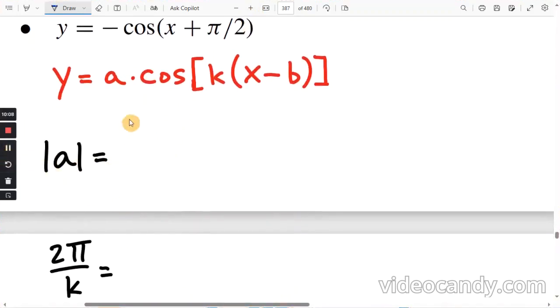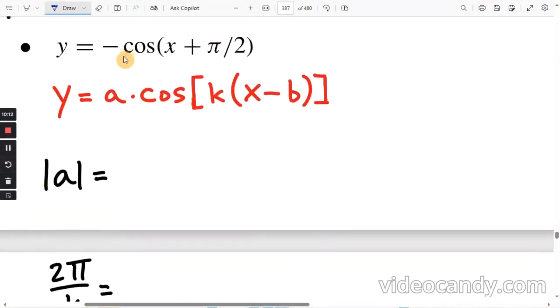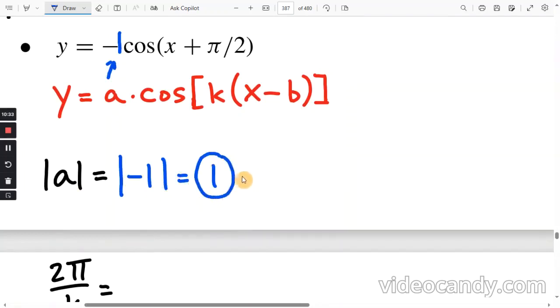All right, so right here, there is a negative sign in front of the cosine. When there is no coefficient, it is automatically a 1. So the A is basically negative 1. The absolute value of A is going to be the absolute value of negative 1, which is just 1. So that right there is your amplitude.